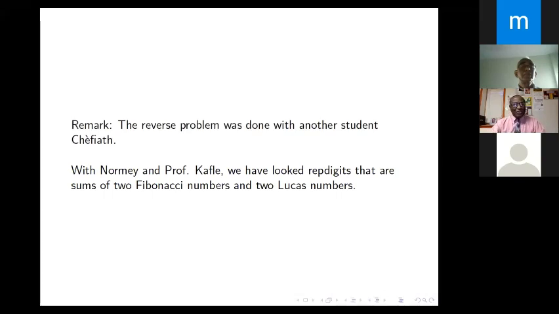Another thing we thought about is if we can combine Lucas numbers and the Fibonacci numbers, take a sum and have a rep digit, or have a pair and associate the pair and have a rep digit. Well, the only thing we have done is we have looked just at Fibonacci numbers, and two Fibonacci numbers and two Lucas numbers.